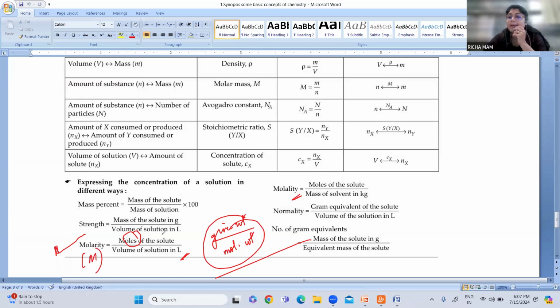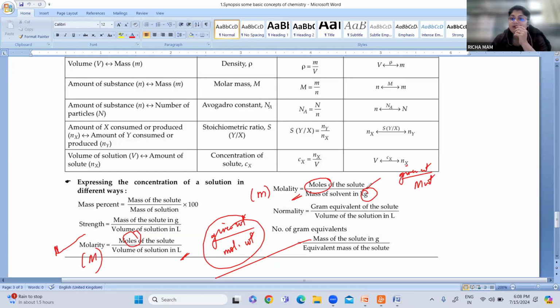Molarity is expressed in capital M, and molality is expressed in small m. So please remember the difference. When we are talking about molality, it is moles of the solute. How are we going to calculate the moles? Given weight upon molecular weight, upon mass of the solvent in kg. What is kg? 1000 grams. So kg is different, liter is different. So molarity is different, molality is different.